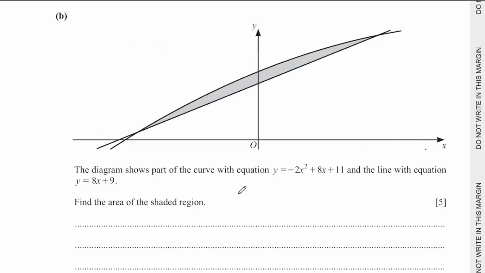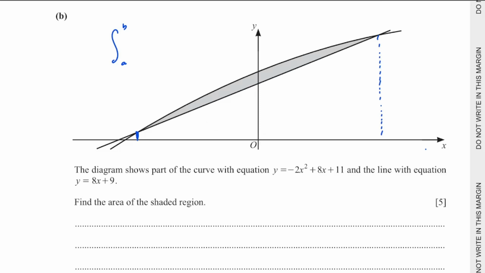For the next part, the diagram shows the curve with the equation y equals negative 2x squared plus 8x plus 11, and the line with the equation y equals 8x plus 9. They're telling us to find the area of the shaded region. The shaded region is between these 2 intersection points. Since you're finding the area under a curve, you have to integrate, and your limits will be these two points, so the a and b on your integral come from these 2 intersections.